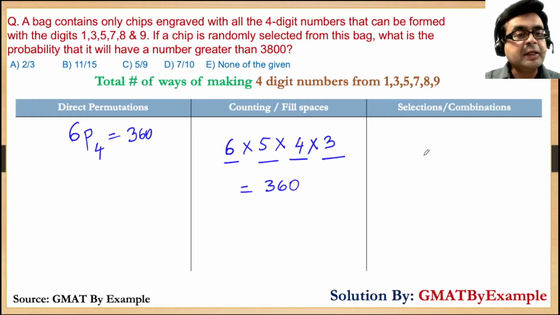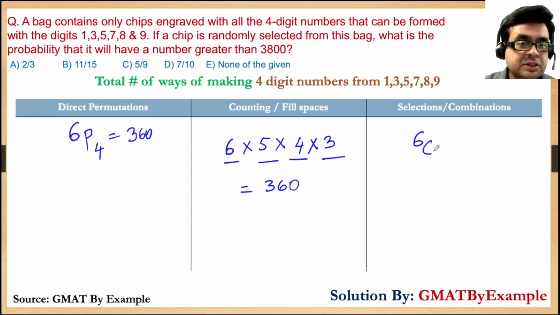And finally, you can do it in one other way. You can select some numbers from the 6 numbers and then arrange them. So selections are done in 6C4 ways.